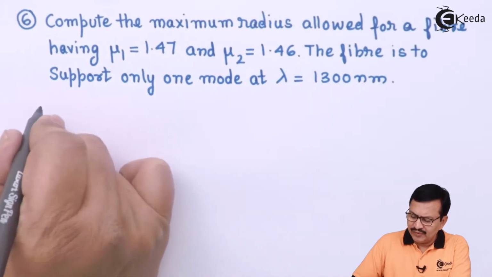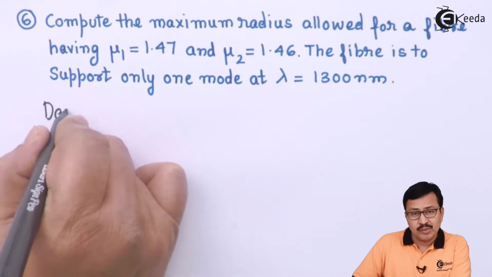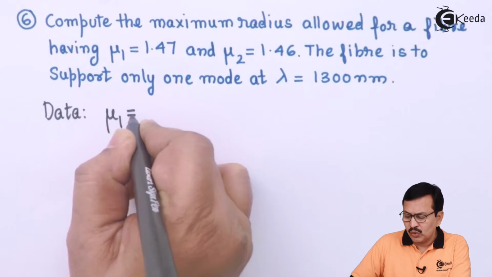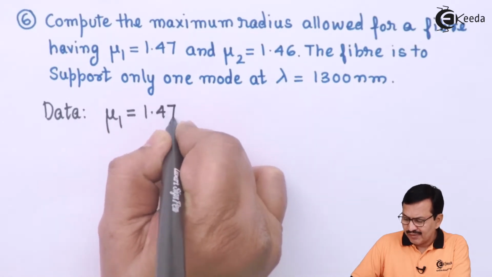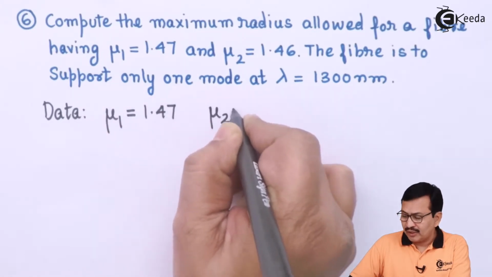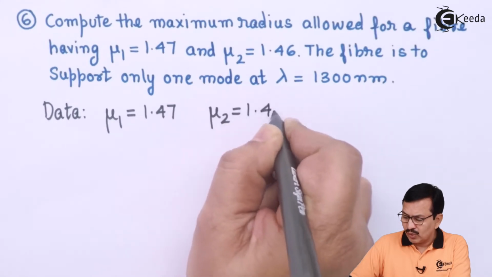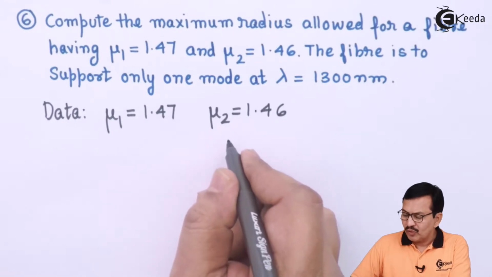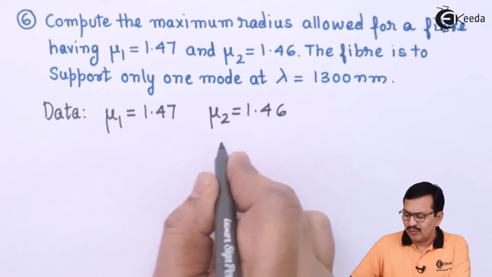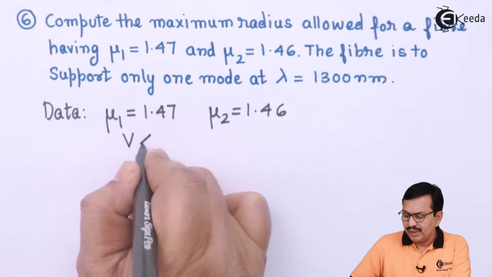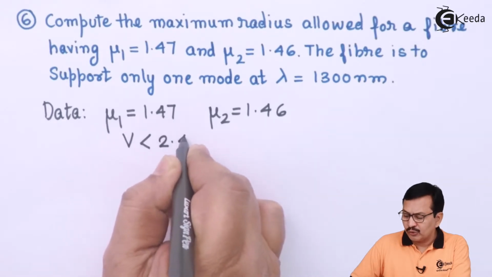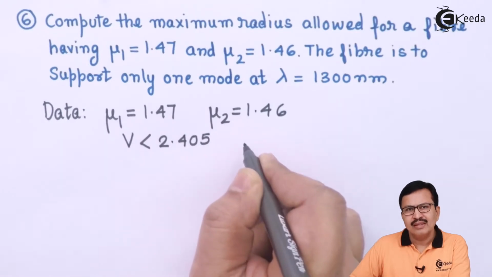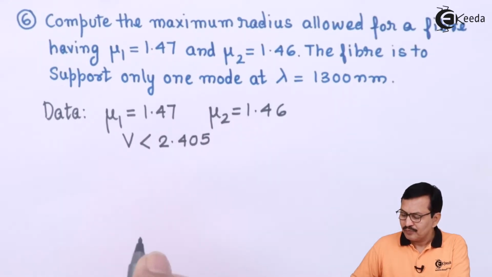So what is the data that we have over here? The data provided to us is mu1, the refractive index of the core, equal to 1.47, mu2, the refractive index of the cladding, equal to 1.46, and the fiber is to support only one mode. Now when the fiber is going to support only one mode, the V factor should be less than 2.405. This is something which has come from theoretical derivations, something which we have to accept.